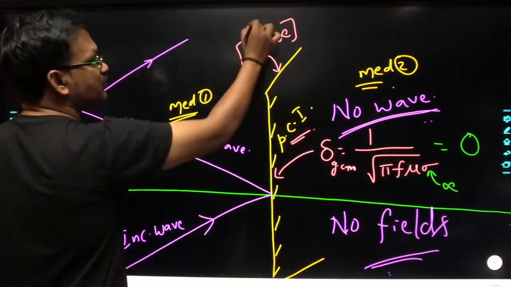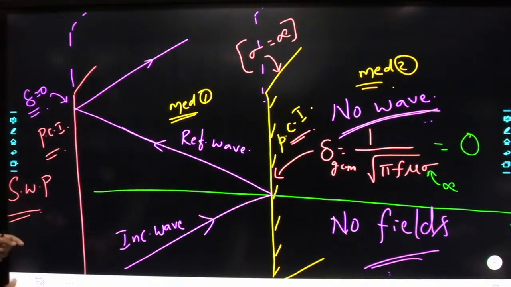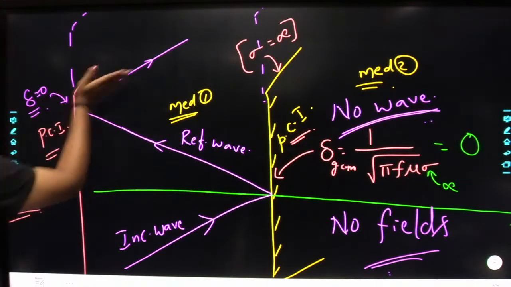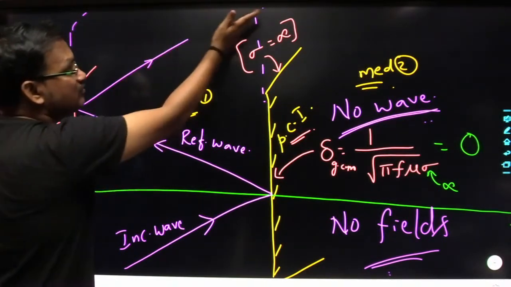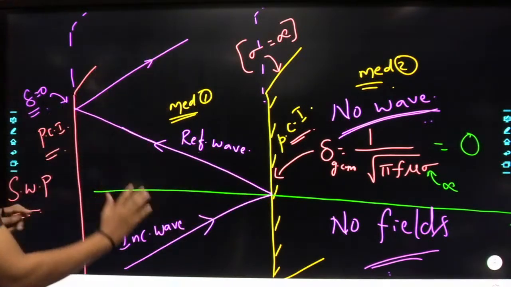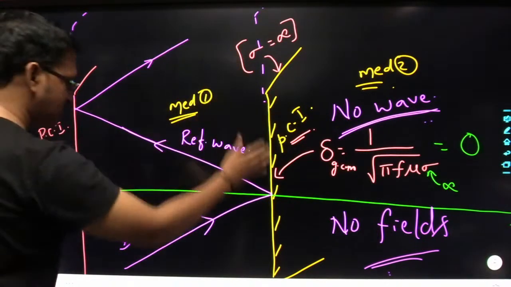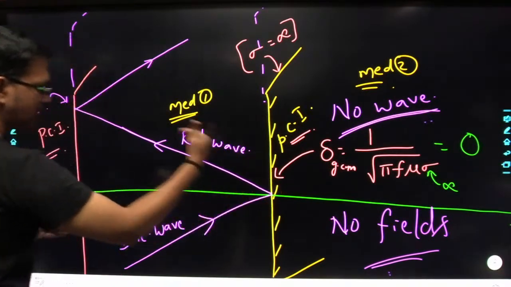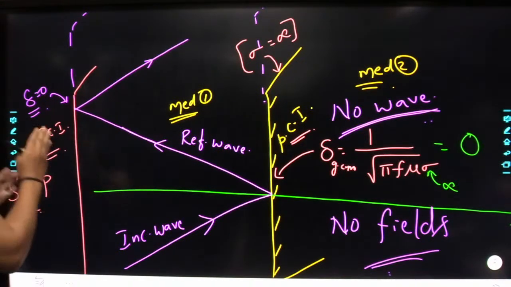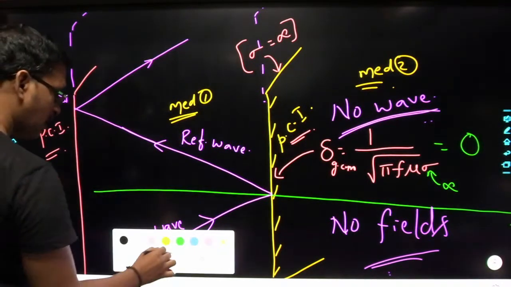Okay, so suppose this perfect conducting interface is extending up to infinity like this. Then whatever wave is incident here is completely reflected back, and whatever wave is incident here also gets completely reflected back. Which means you are trapping this electromagnetic wave between these two conducting plates. Since you are having both the incident wave as well as the reflected wave, you can see a standing wave pattern between these two conducting plates.